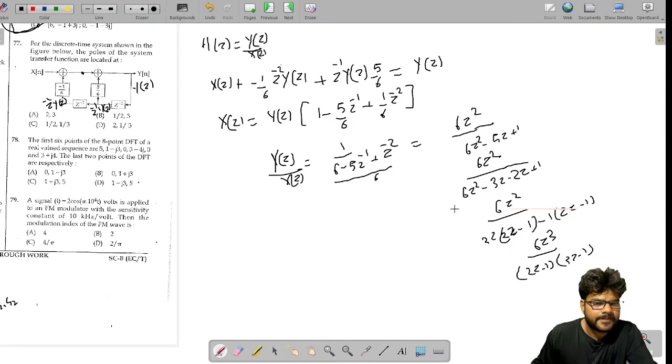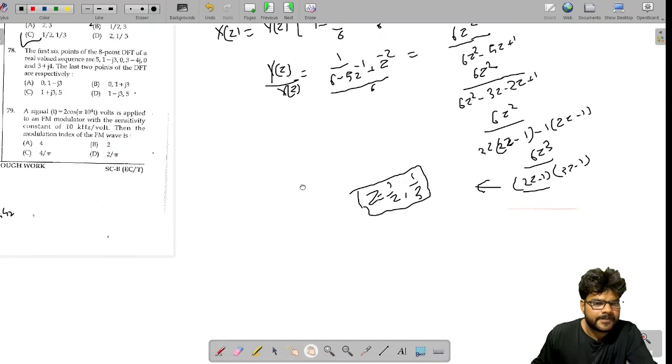Okay, so poles will be, if you put 2z minus 1 equals 0, from this you can find the poles are going to be z equals 1 by 2 and 1 by 3. So poles are at z equals 1 by 2 and 1 by 3, then the correct option will be C, where poles are at 1 by 2 and 1 by 3. So let's go to the next.